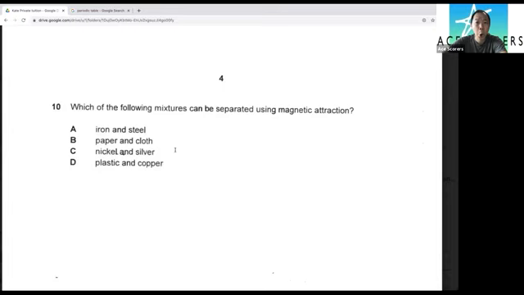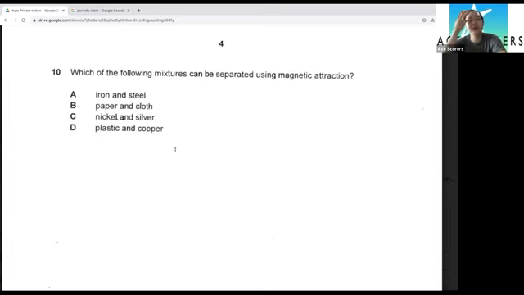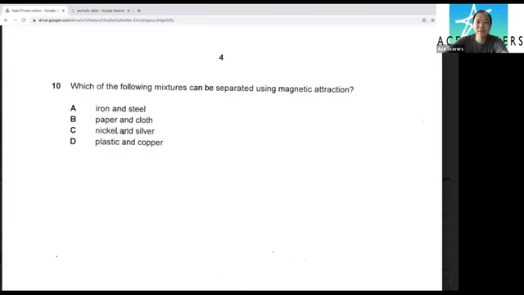Okay, next one. Which of the following can be separated using magnetic attraction? That means you use the magnet to separate them, right? So one of them has to be magnetic material, the other one is non-magnetic material. So the answer is gonna be C. Paper, and the answer is A. Okay, it's A.